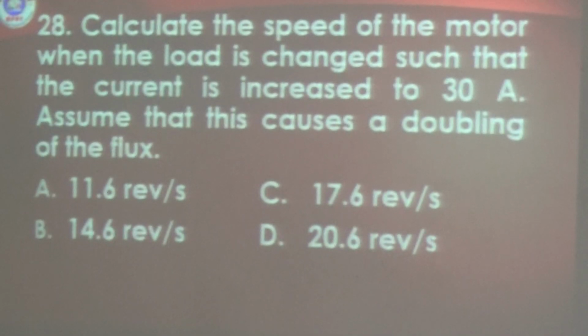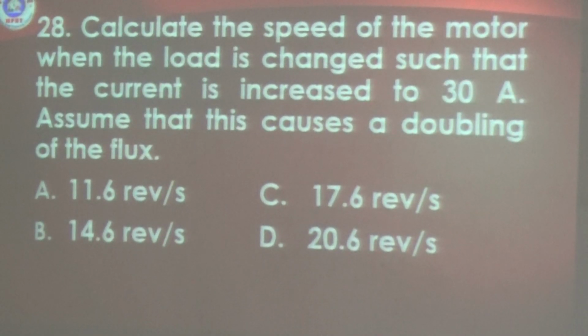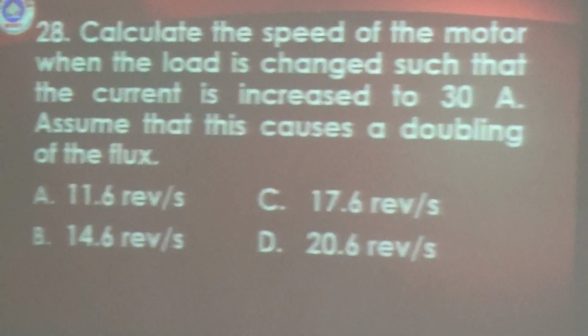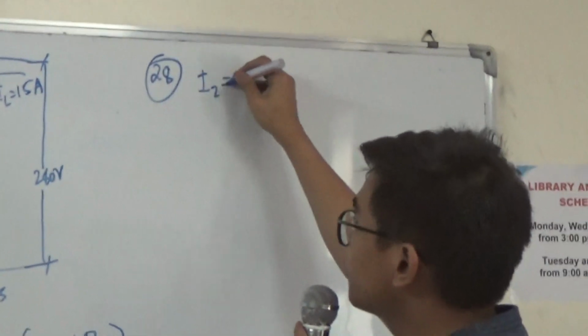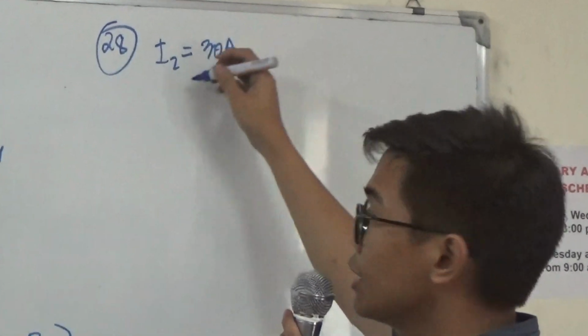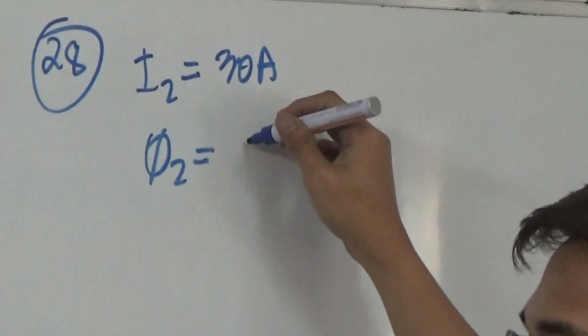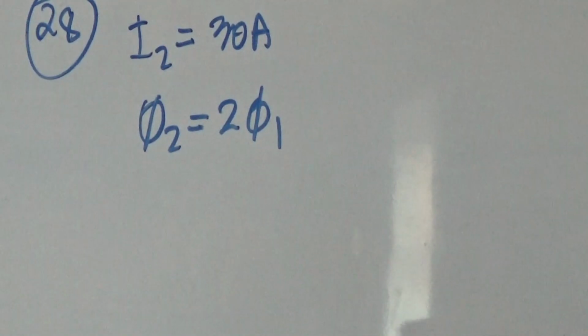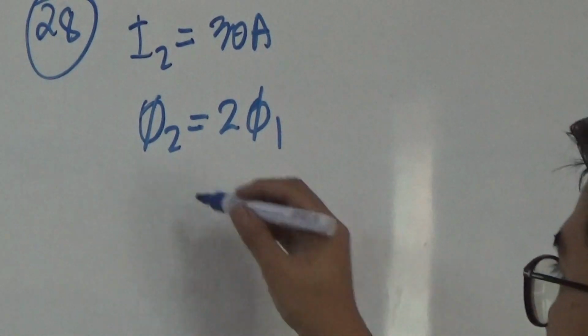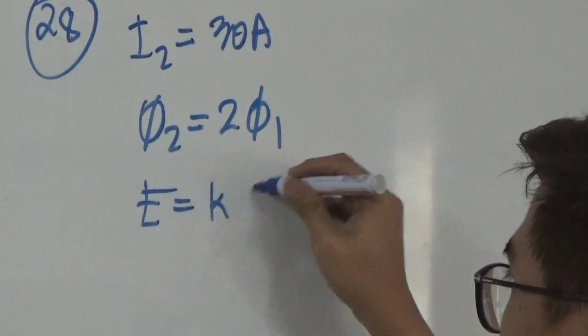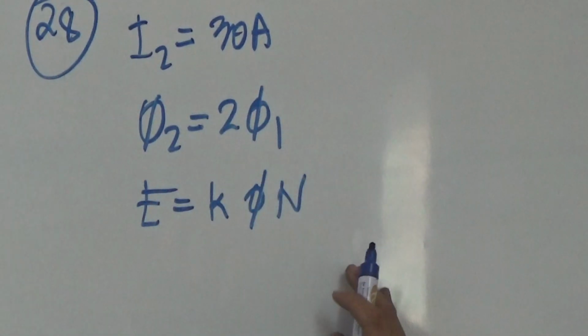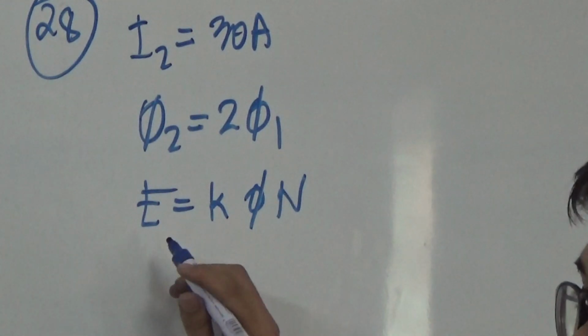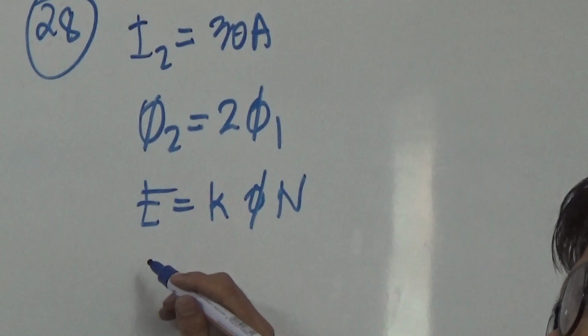So for 28, calculate the speed of the motor when the load is changed such that the current is increased to 30 amps. Assume this causes a doubling of the flux. So yung current mo for the second condition is 30 amps, and flux 2 is 2 times flux 1. So ganun na, E is equals to flux times N.